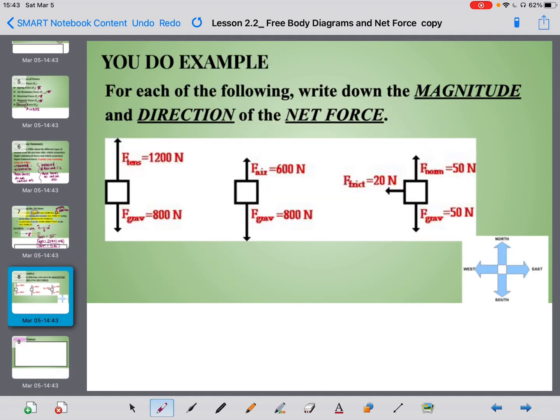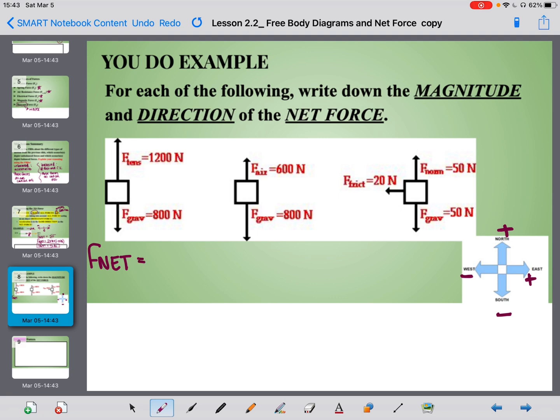So let's practice these. We're going to write down the magnitude and the direction of the net force. So number one, we have the force of tension, which is 1200 newtons going up, and then we have the force of gravity going down with 800 newtons. So again, we go F net, and we know that anything going down is negative, anything going up is positive. Think of your y-axis in math. Anything going towards the right is positive, anything going towards the left is negative. Again, think of your x-axis in math.